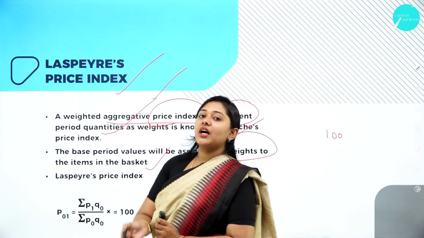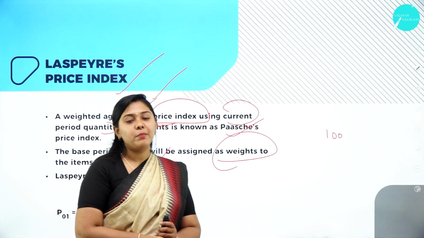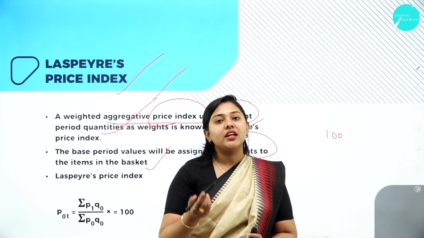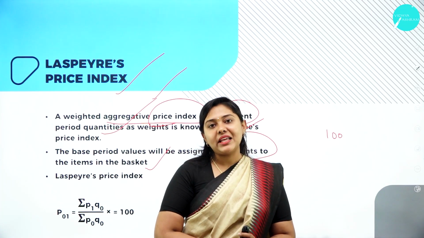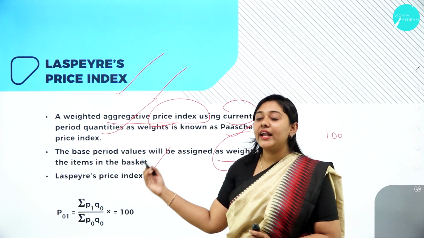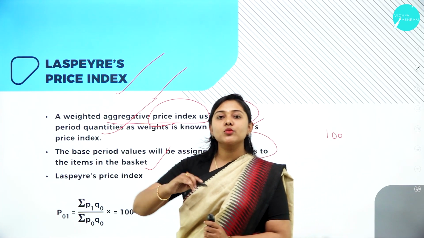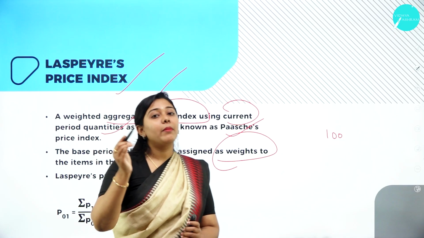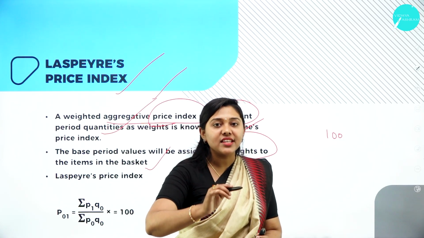This comes under the weighted aggregate price index. To measure the index number, we have two types: the simple aggregate method and the weighted aggregate price method. Here we assign the weight, because price is determined based on the quantity. So we are assigning the weight.